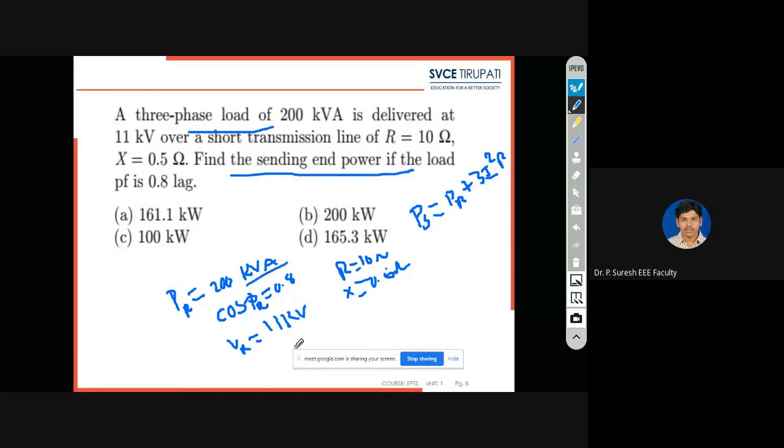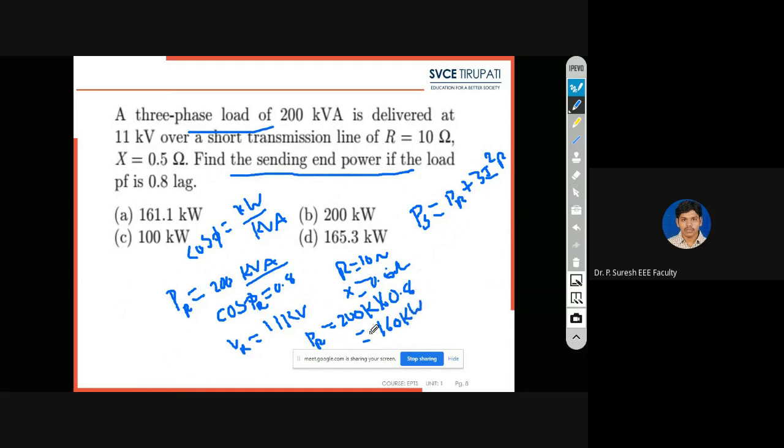Convert kVA to kilowatt. What is the relation between them? Cos phi equal to what is the formula? Cos phi equals active power by apparent power. Yes or no? Kilowatt by kVA. Then kilowatt equals what? kVA into cos phi. Then we convert PR equal to 200 kVA into 0.8. We get it in kilowatts. Yes or no? 200 into 0.8 means how much? 160 kilowatts. This is the receiving end power.